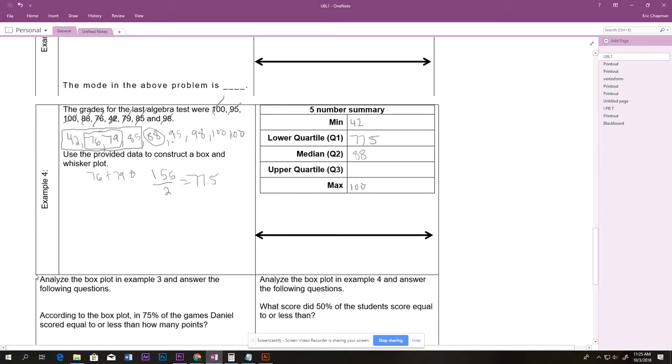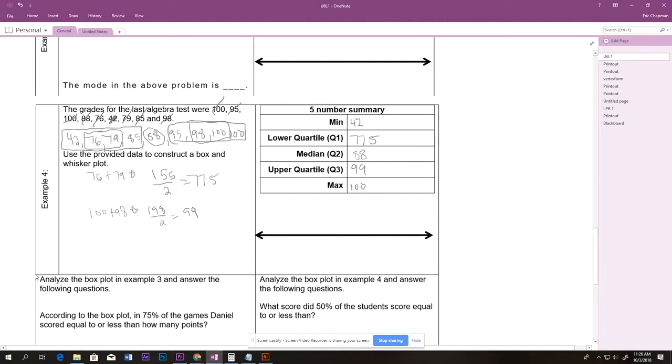Okay, let's go above. In between 98 and 100, if you didn't know what number is in between, I add 100 plus 98, that's 198, divided by 2, that's 99. So that is our upper quartile.